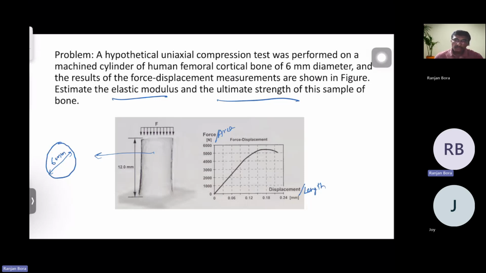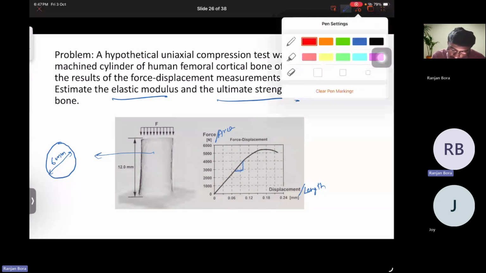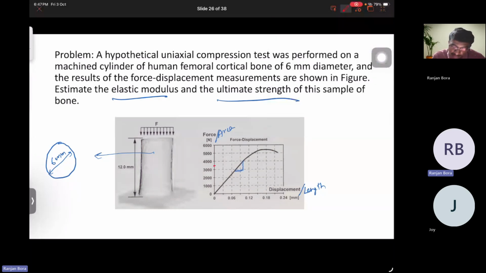So here, we have to figure out the coordinates of one point. Here we can take around 3,500 Newton, and at 3,500 Newton we are getting a displacement of 0.09. So we'll take these two values, 3,500 and 0.09.